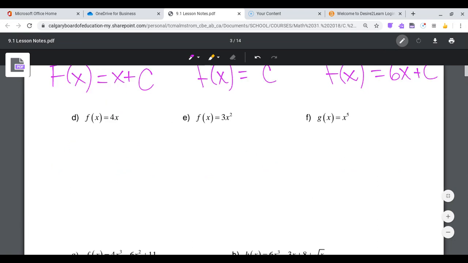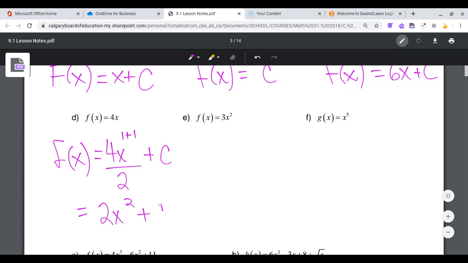So the antiderivative, or the integral of 4x. So what we're going to do is add 1 to the exponent and then divide by that new exponent. So 1 plus 1 is 2. And don't forget your plus c. And then let's tidy that up. 4 divided by 2 is 2. So we have 2x squared plus c.